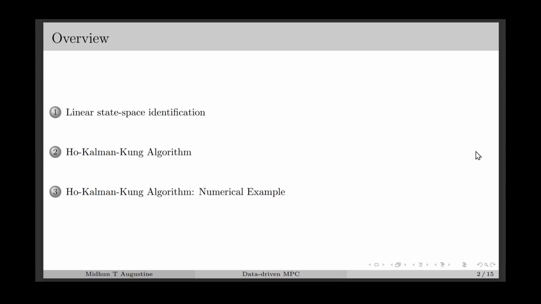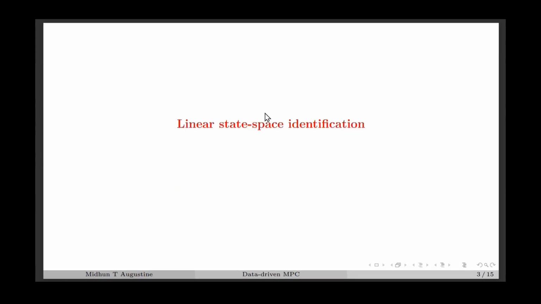Here is the overview. We will be starting with a brief introduction to linear state space identification. Then we move on to the Ho-Kalman-Kung algorithm, which is followed by a numerical example. As the name indicates, linear state space identification deals with identification of linear state space models using available data, which is in the form of input and output data and also called as training data.